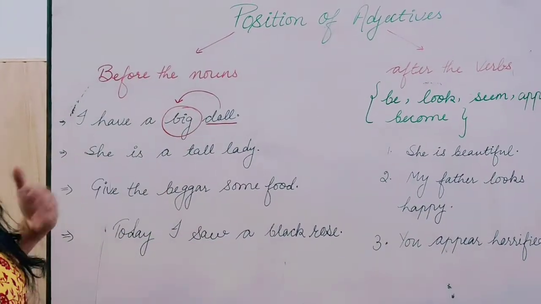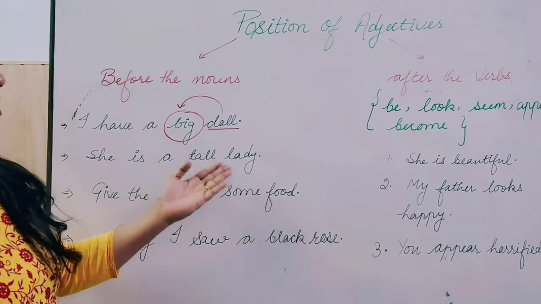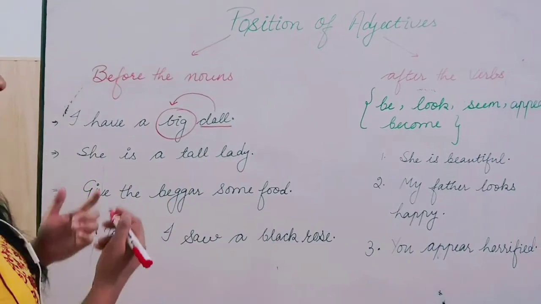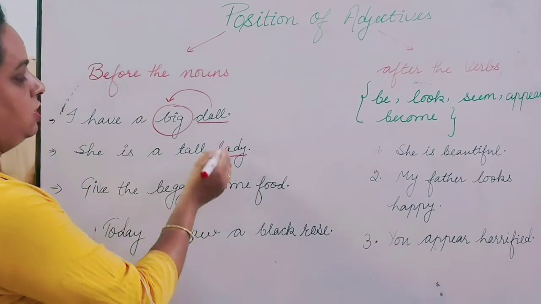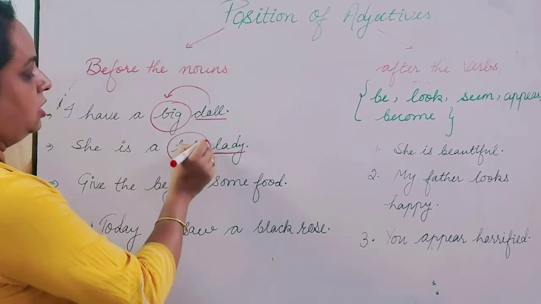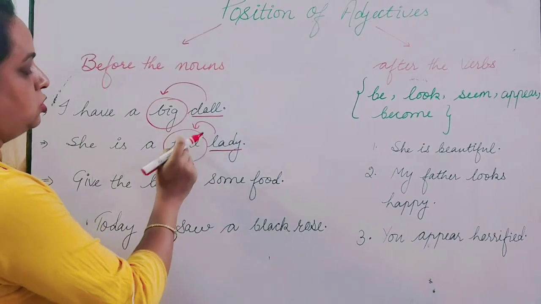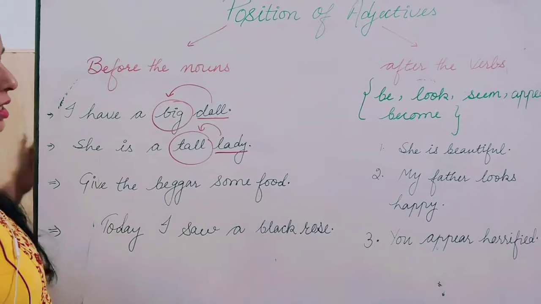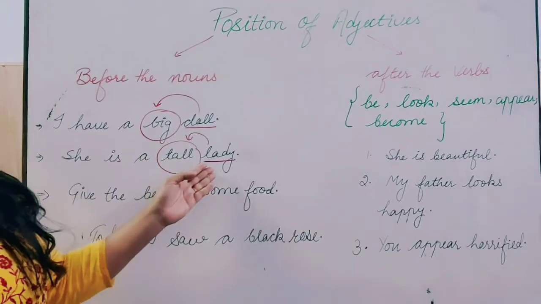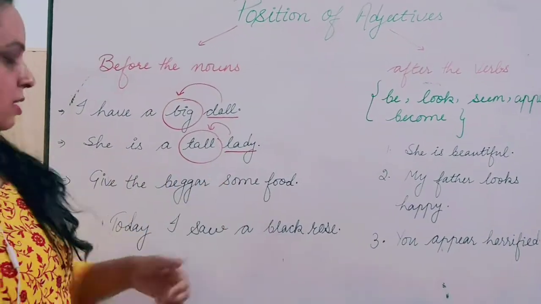Let us see the second sentence. She is a tall lady. So what is the noun here once again? Lady is the noun, and what is placed before the noun? That is tall. So tall is telling the quality of the lady. In other words, it is describing the lady.